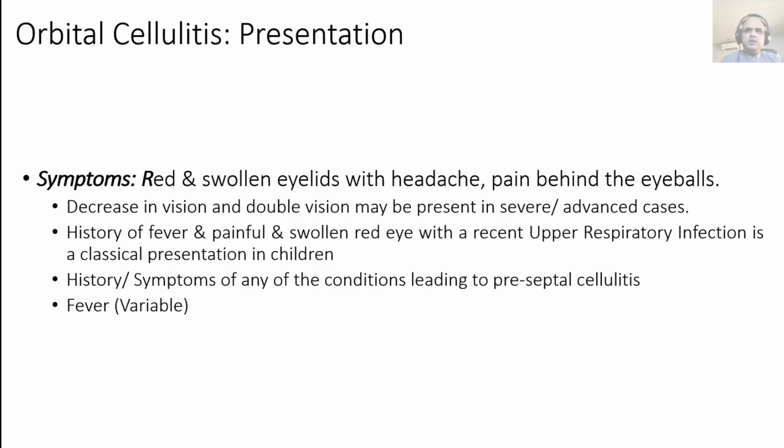And you would have a history or symptoms of any one of the conditions that can lead to a pre-septal cellulitis, as we talked about before, because pre-septal cellulitis can complicate to an orbital cellulitis. Fever is variable. Sometimes it is high grade. Sometimes the patient might be fever-free simply because he's already taking treatment for fever because of one of the associated conditions. So as you can see here, with the exception of pain, which is more severe, the presentation can be very similar to that of a pre-septal cellulitis, unless the disease is more advanced and the patient is noticing problems with vision or problems with eye movement.